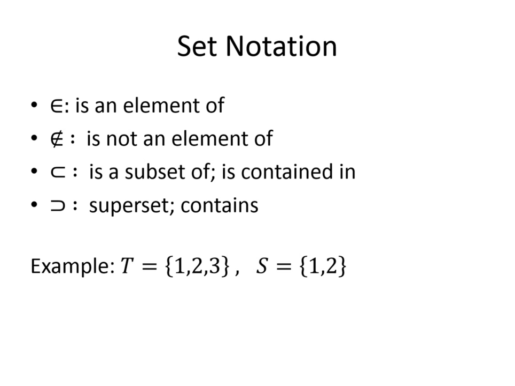So to make it a little more concrete, if we have sets T and S shown here, we know that the number 1 is an element of T, and the number 4 is not an element of T. We know that T is a superset of S, and we know that S is a subset of T. Notice that superset and subset are inverse relationships.